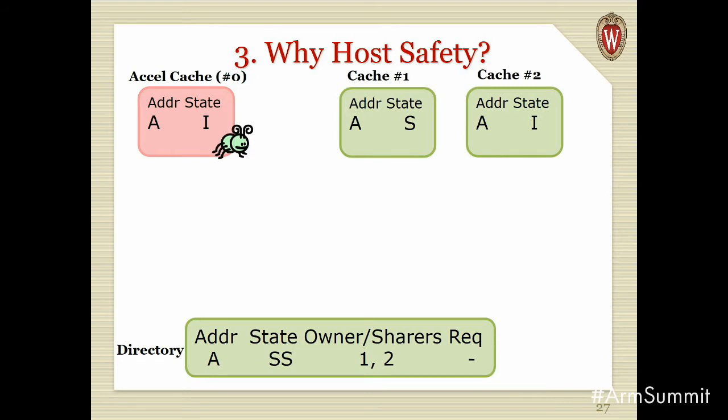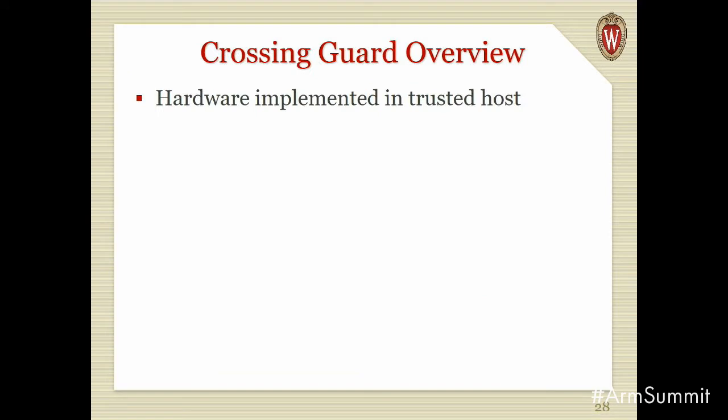But what if it does? What if, due to a bug, it says, hey, I've got a copy, here's an ACK? What's going to happen to the system? Well, I'm not entirely sure because it depends on the protocol, but I can guarantee you it probably won't be good. And that's the kind of thing that we want to stop. Or if it's supposed to respond and it doesn't, you can end up with a deadlock that way. So there's lots of nasty cases that can occur, and we'd like to prevent those from happening. So that's the goal of Crossing Guard.